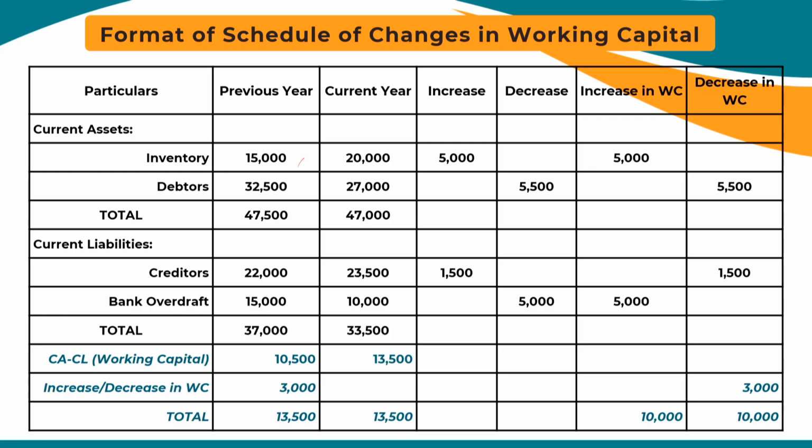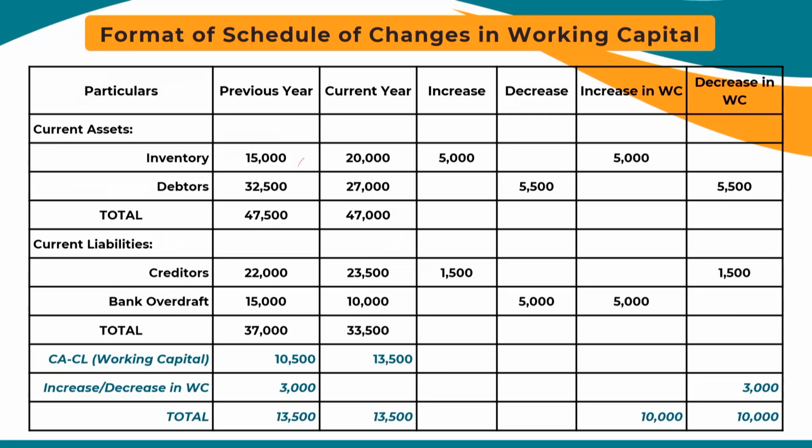But on the contrary, when you are going to talk about current liabilities, there exists an inverse relationship between current liability and working capital. If current liability increases, working capital will tend to decrease. If current liability decreases, working capital would tend to increase. So, we are using these two fundamental relationships while preparing the schedule of changes in working capital.